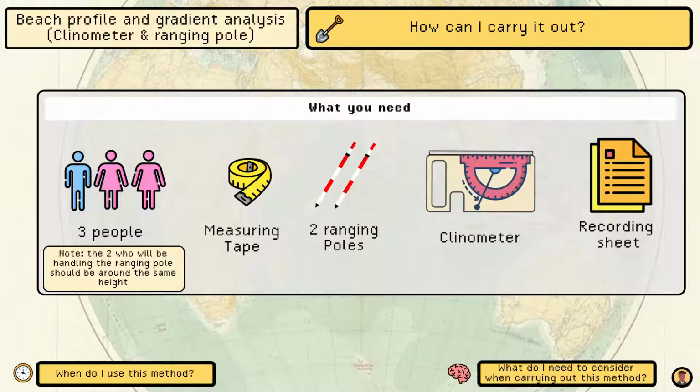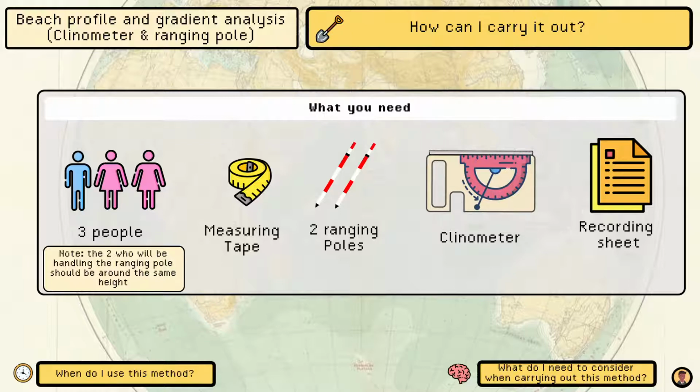You can actually make a clinometer using a piece of straw, a protractor, a piece of string, and a weight. However, all of you should actually have access to a clinometer, which will be given out to you at some point during the field work. And lastly, you need a recording sheet. A recording sheet is basically a sheet which allows you to keep track of the data that you have gathered when you are doing this method.